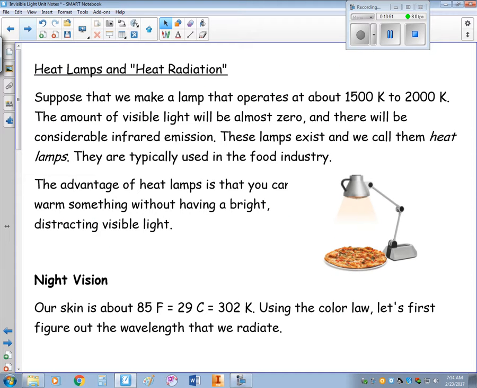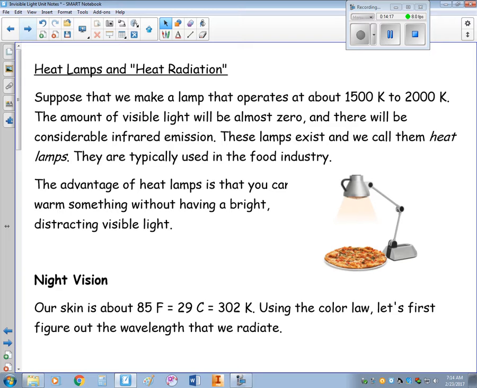Going along with this, we can start talking about heat lamps and heat radiation. So remember that when we talked about thermodynamics earlier in the year, we said that heat is the flow of energy from one spot to another spot. And heat always flows from high temperature to low temperature. But heat flows in one of three ways: conduction, convection, or radiation. Well, infrared is the radiation part, so that's heat radiation.